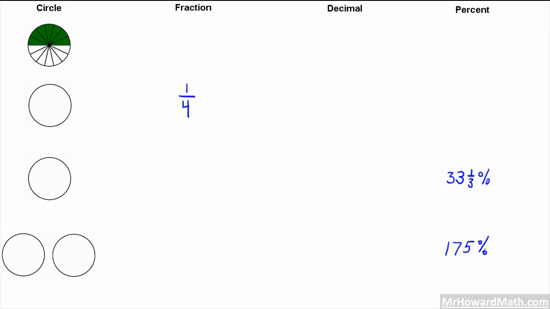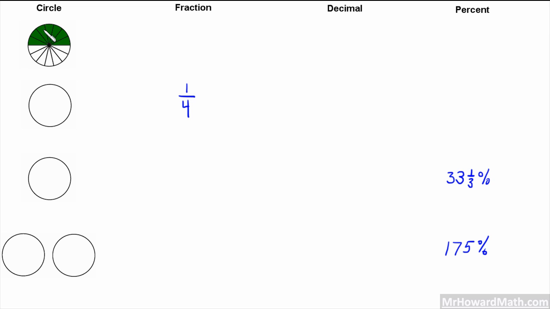So let's do that. Alright, the first one that we're looking at, we've already got our shading here, right? So we need to write how much of this whole thing is shaded as a fraction. Well, let's count how many are shaded, and how many are shaded is going to be what? Our numerator or denominator? It's going to be our numerator, right? Because it's the number of pieces that we are referring to in this example.